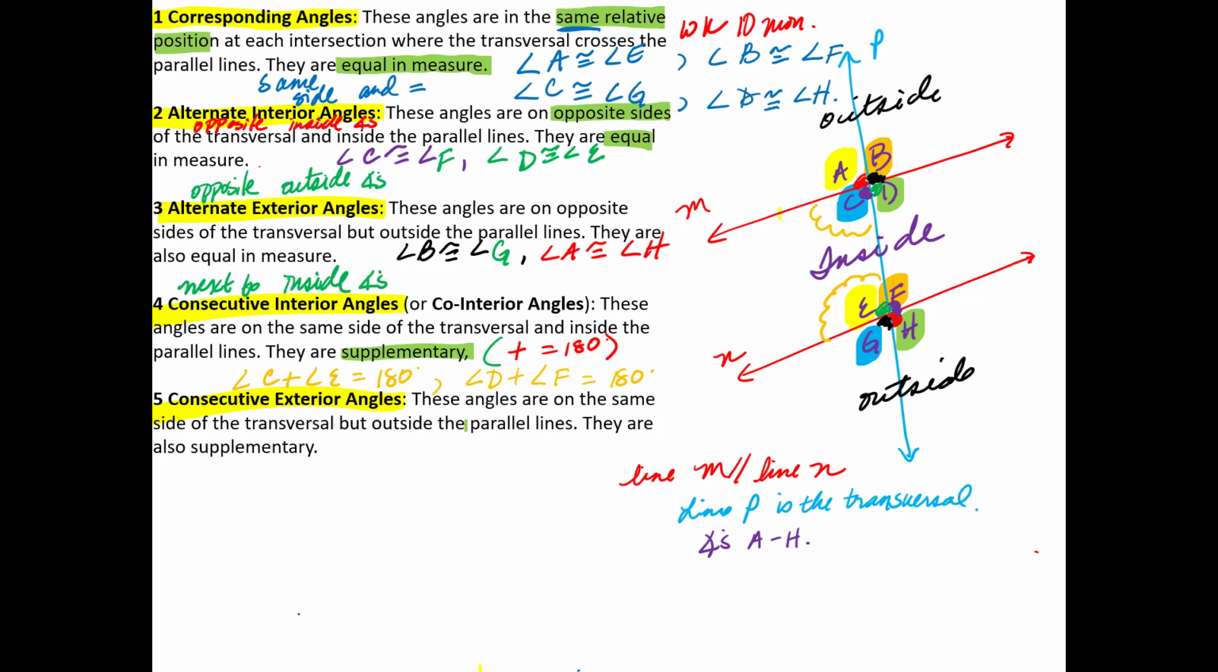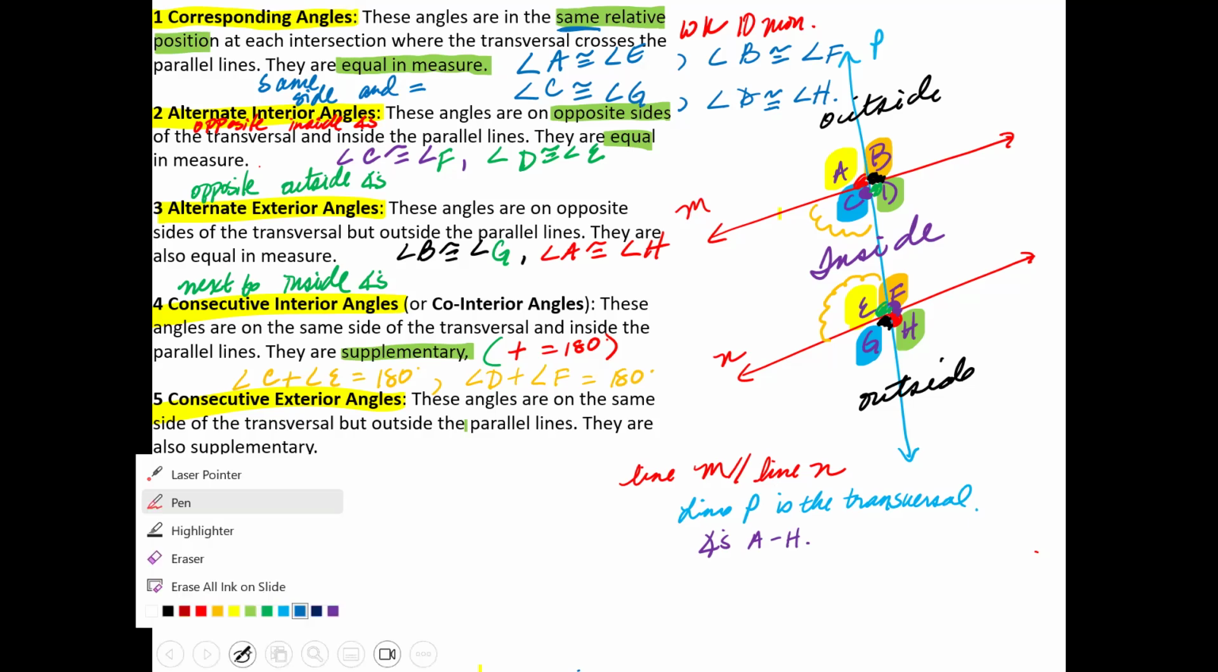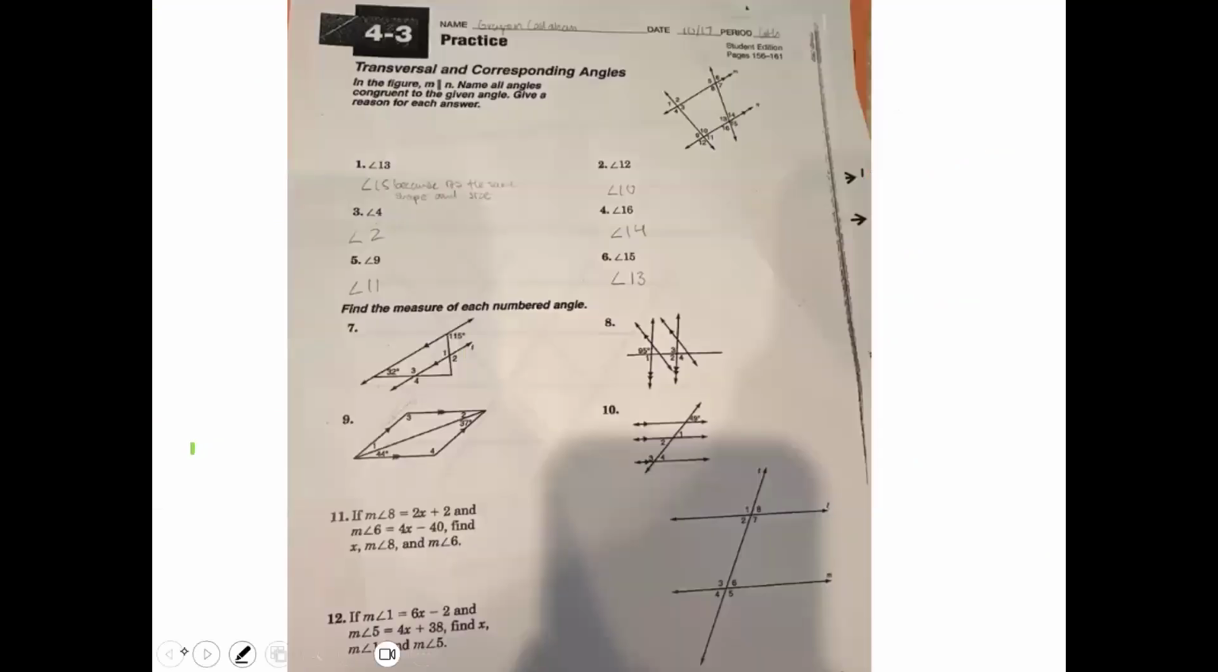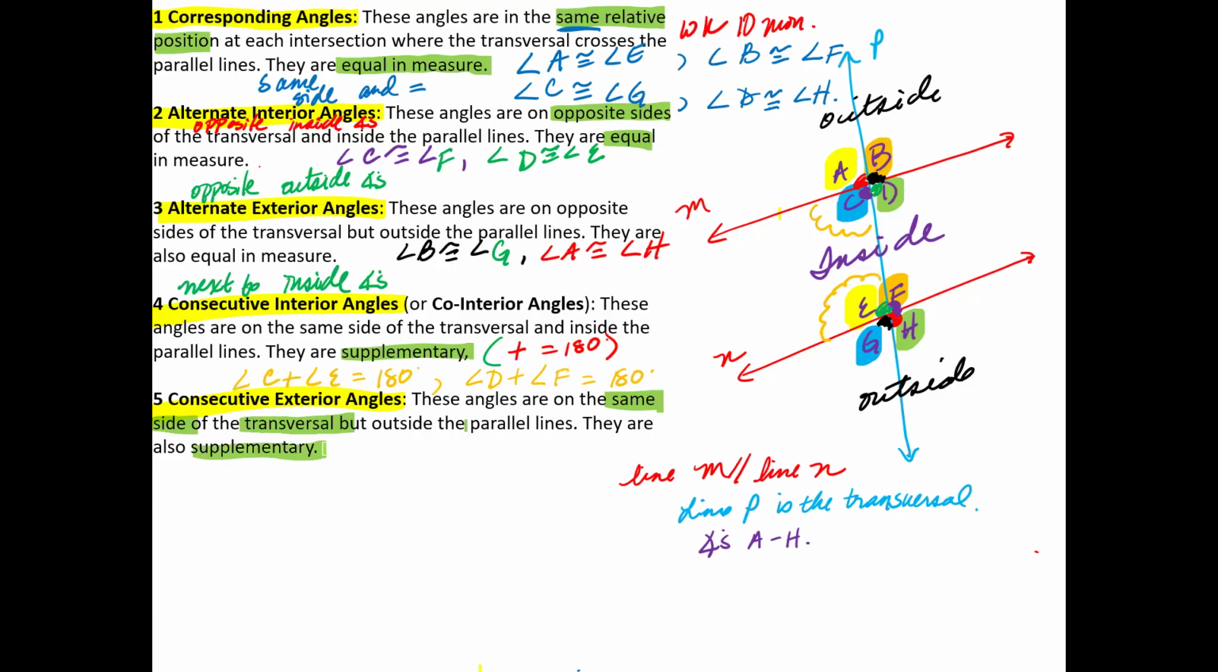Now, which ones do you think are consecutive exterior angles? They're the same angles on the same side of the transversal. So make sure you write same side, transversal. And they're supplementary. So A and G is correct. Angle A plus angle G equals 180 degrees. Angle B plus angle H equals 180 degrees.